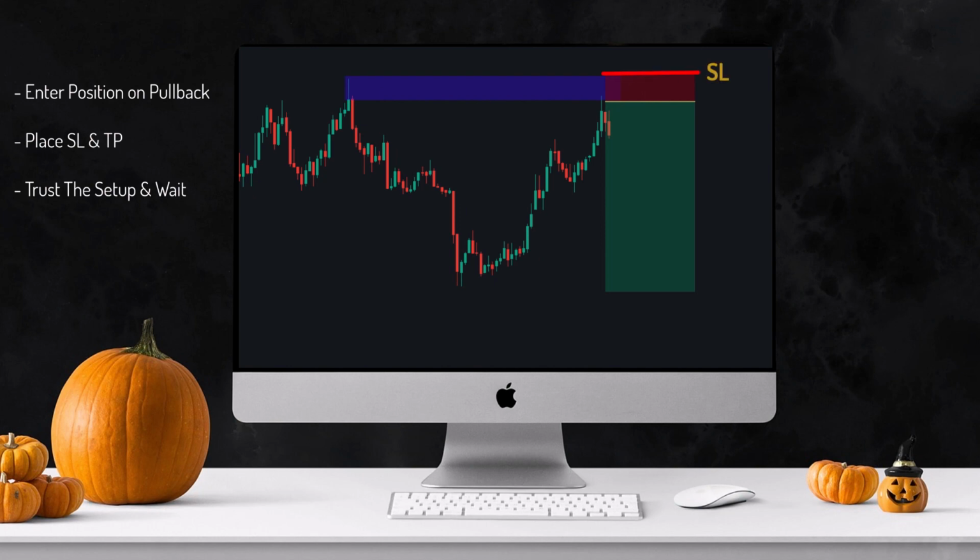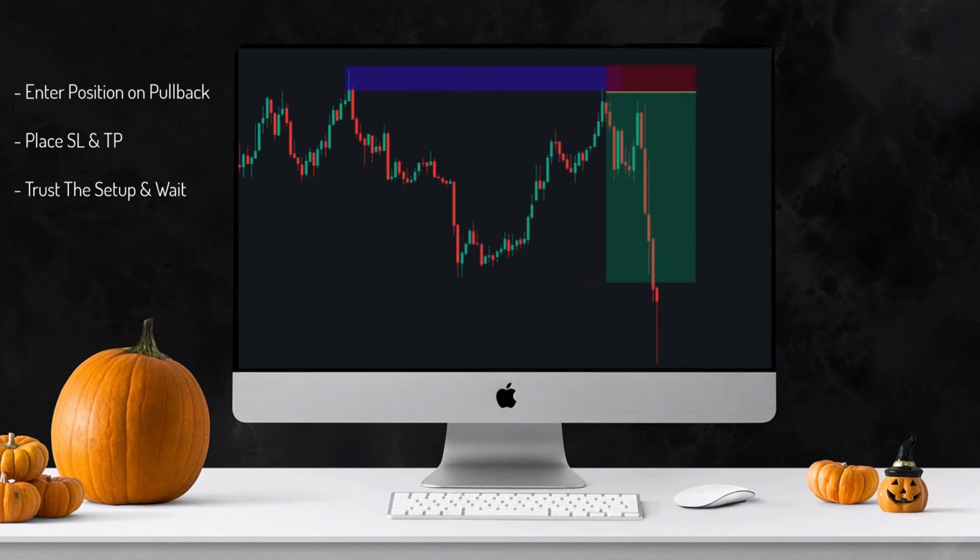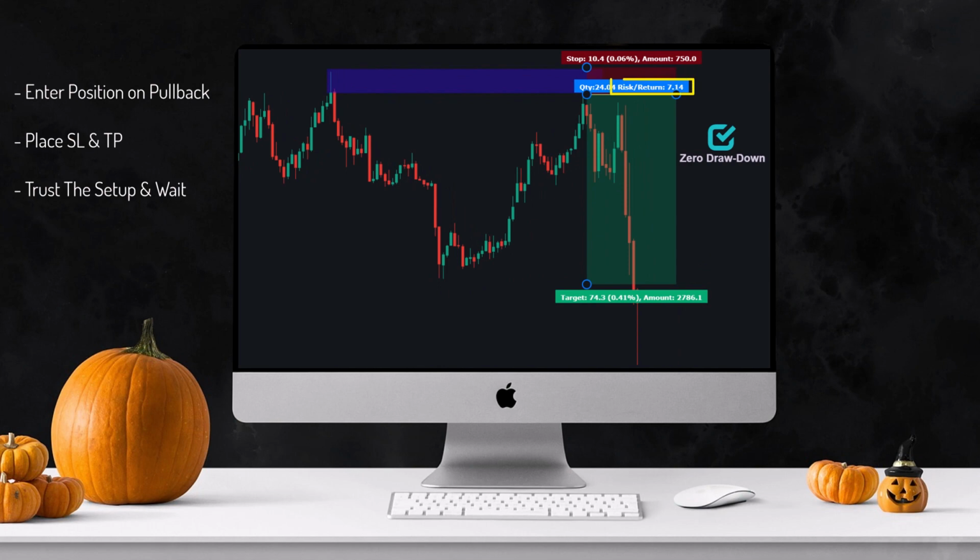We can aim for different liquidity levels, but as I said before, one of the major targets will be the last major swing, where the pullback move started from. You see how easy and fast the market hits our target, with perfect risk to reward and absolute zero drawdown.